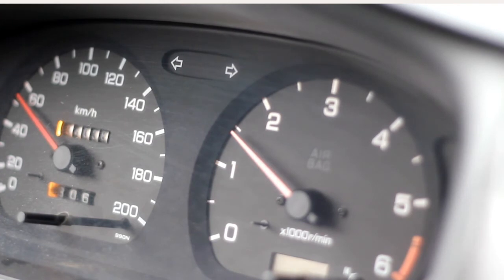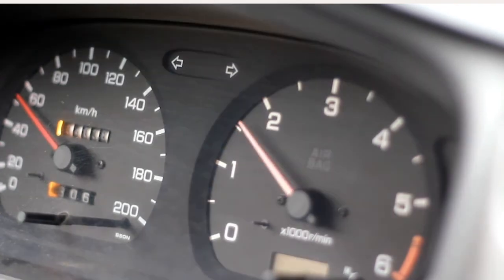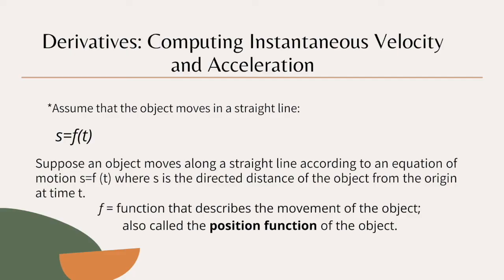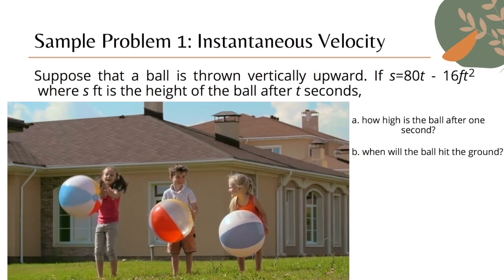For us to really determine the instantaneous velocity at a specific nick of time, we'll have to compute using derivatives. For simplicity purposes, we'll assume that any object in this discussion moves in a straight line. For that, we'll use the equation s = f(t). Suppose an object moves along a straight line. According to the equation of motion, s = f(t), where s is the directed distance of the object from the origin at time t. f, in this case, is a function that describes the movement of the object, also called the position function of the object. Let us try to understand this problem.